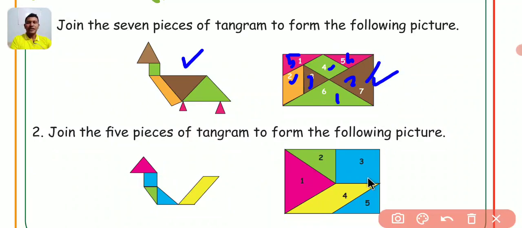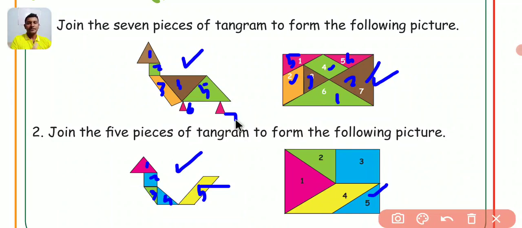This is a simplified version of tangram. It has totally 5 pieces. This picture is made by 5 pieces: 1, 2, 3, 4, 5. Therefore totally 5 pieces are there. In this picture they are using 7 pieces: 1, 2, 3, 4, 5, 6, 7. I hope you understand the difference.